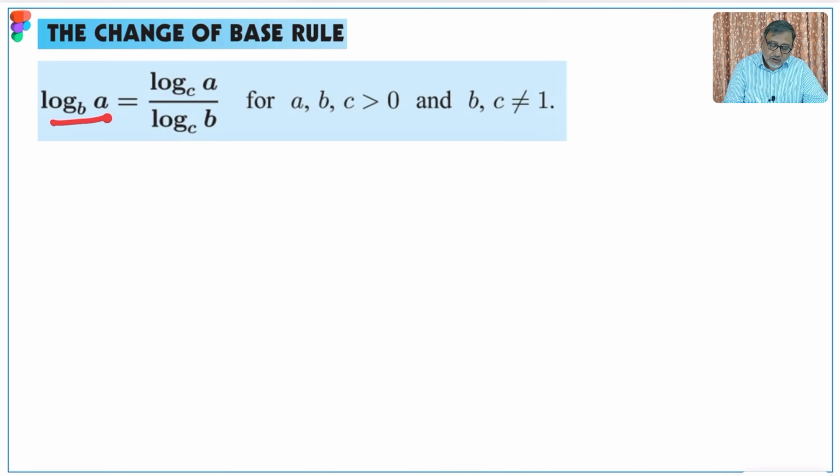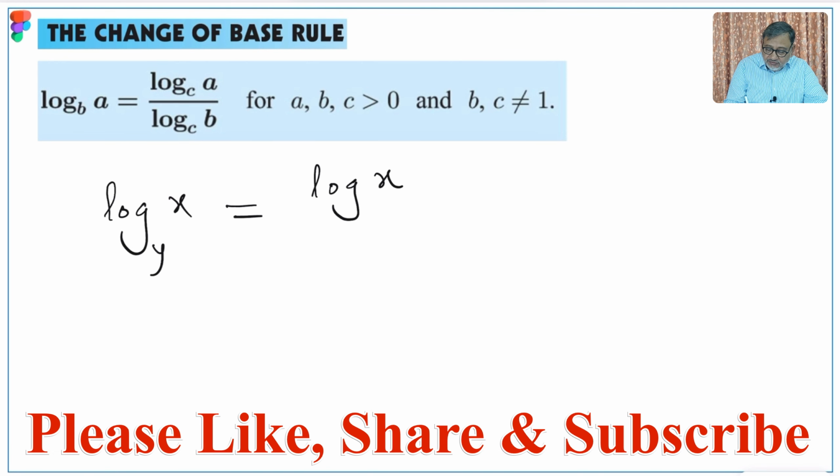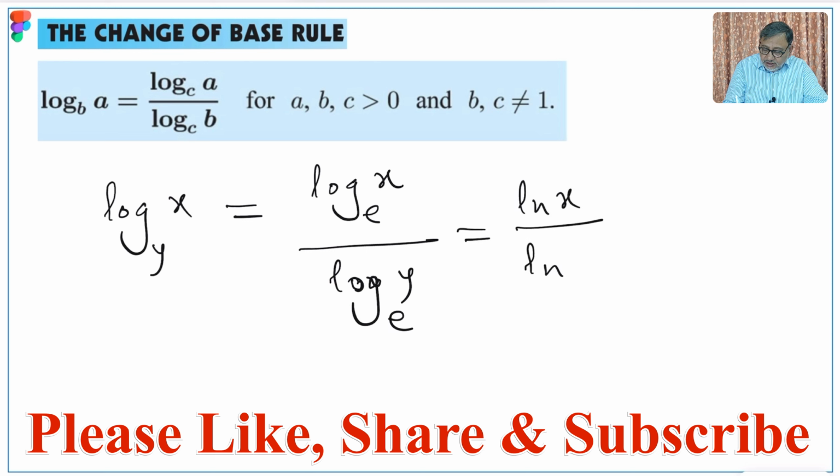So if you have log of b to the base a, then you can write log of b up, log of a down, and you can have the same base. I can give you an example of this. For example, if you have log of x to the base y, then you can write log of x to the base e over log of y to the base e, which will in turn become ln of x over ln of y. So this is the use of it.